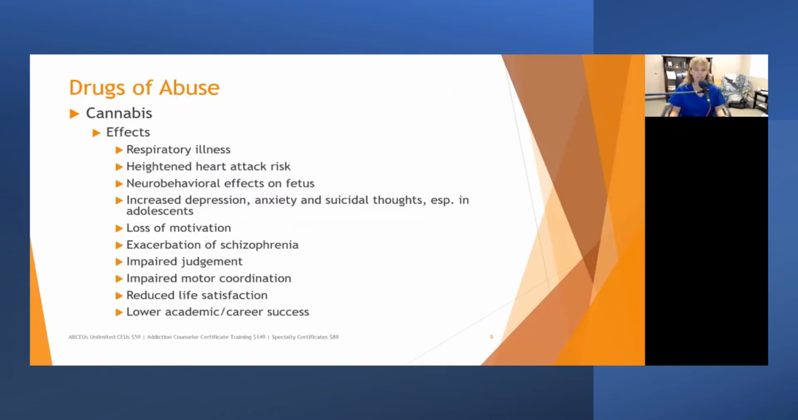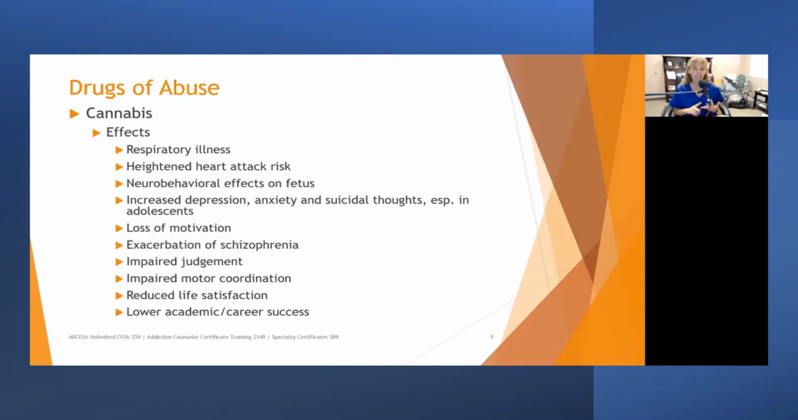Effects of cannabis in general. Respiratory illness. When you're inhaling things that your body's not used to, you're more susceptible to respiratory illnesses. Heightened heart attack risk. Cannabis can raise your heart rate and cause a heightened risk of heart attack. Neurobehavioral effects on a fetus. It happens.